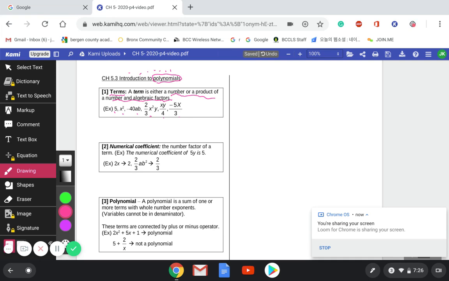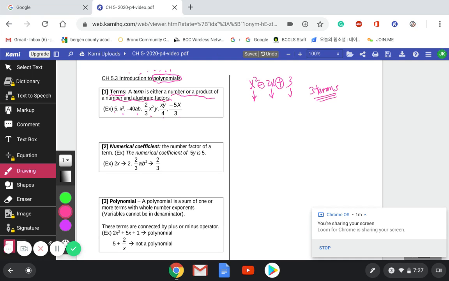So when you have x squared minus 2x plus 3, let's say you have this polynomial, then each one of them becomes a term. So that ends up with 3 terms. Usually terms are separated by a subtraction or addition operator. So that's what terms are.